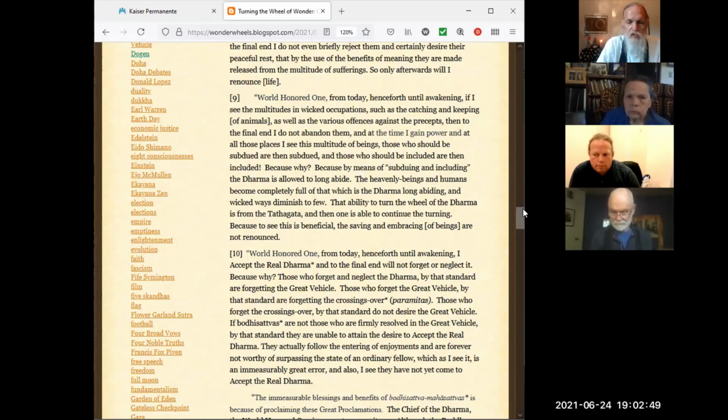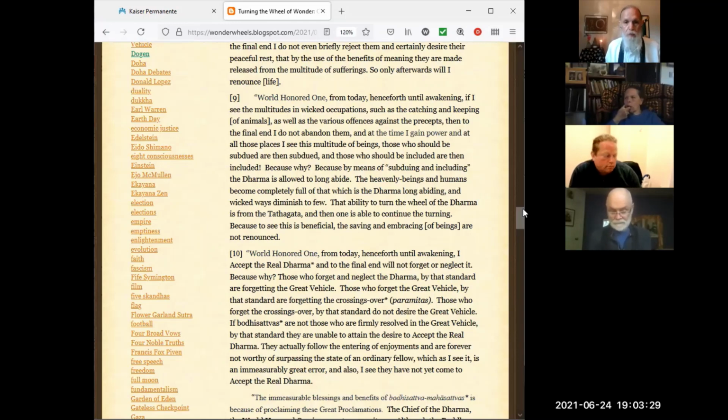Heavenly beings and humans, of course, that's the devas and humans, become completely full of that which is the Dharma, long abiding. And the wicked ways then diminish to few. And then the ability to turn the wheel of the Dharma is from the Tathagata, and then one is able to continue the turning. I like that. It's sort of almost an aside, but it's addressing this whole issue of subduing and including is what the turning of the wheel of the Dharma is about.